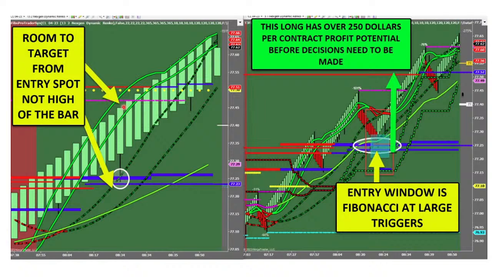And this is where I remind you why rule number 3 is such an important part of what we do. If you wait for the pullback to the areas inside of triggers, that $50 worth of potential profit turns into $250, guys. The entry window is down here at Fibonacci, inside of those favorable large triggers. So what we're doing is we're learning how to recognize this on the large chart so that we can take advantage of that on the small chart.